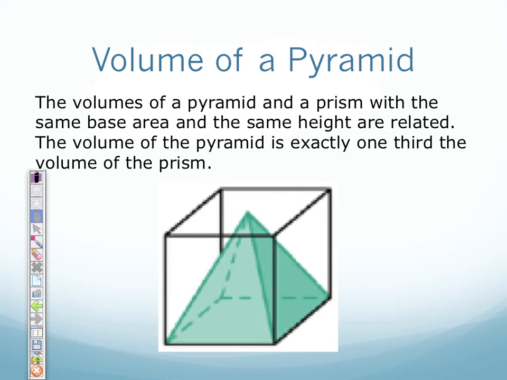Okay, volume of a pyramid. So now we have our pyramid. The volumes of a pyramid and a prism with the same base area and the same height are related, meaning that the formulas are going to be similar. The volume of the pyramid is exactly 1/3 the volume of the prism. And that may be helpful to remember. If you can remember that it's 1/3 of a pyramid, that could help you pick out the formula.